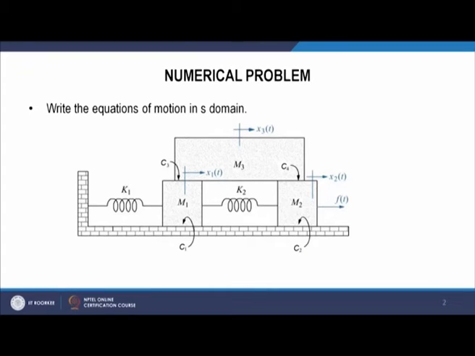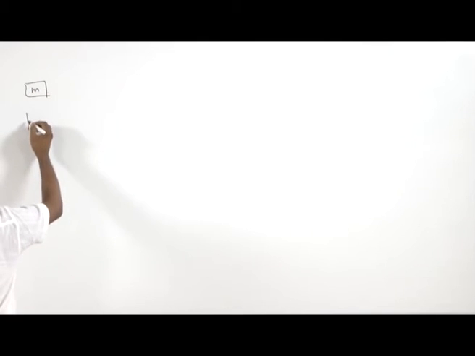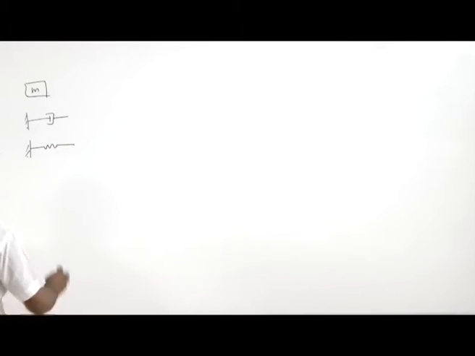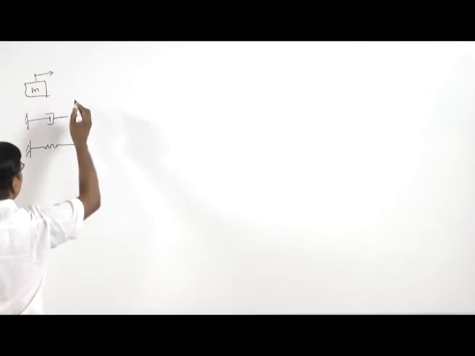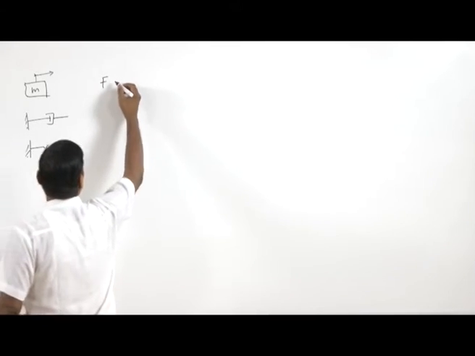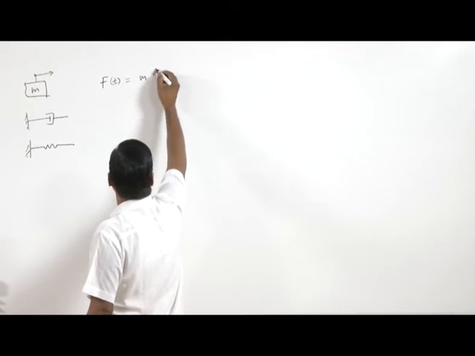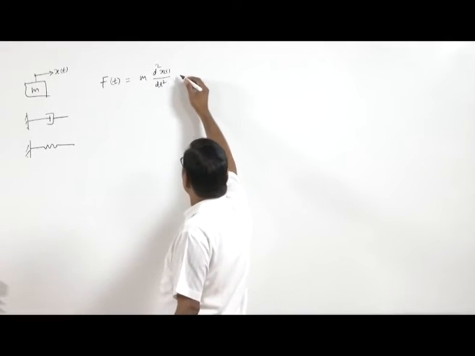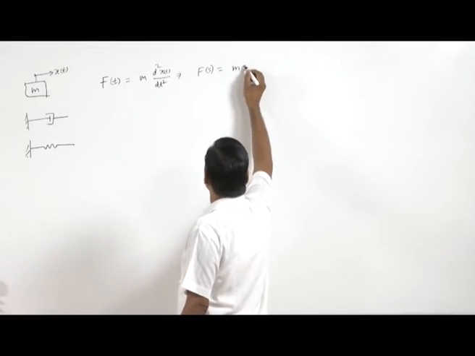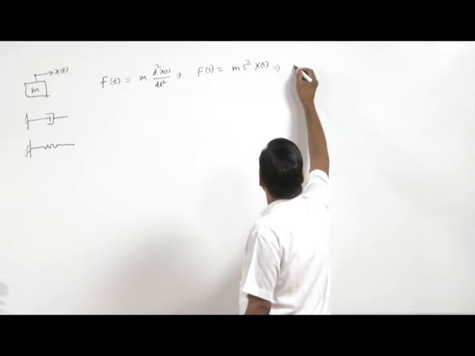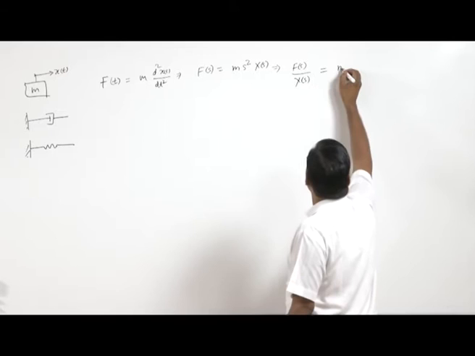We know that in a mechanical translational system we have three components. One is mass, then there is a damper, and then there is a spring. For mass, the force F(t) equals m d squared x(t) by dt squared. So we take the Laplace transform: F(s) equals m s squared X(s) with initial conditions 0. The impedance is defined as F(s) by X(s), that is equal to m s squared.